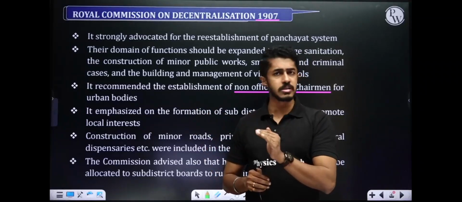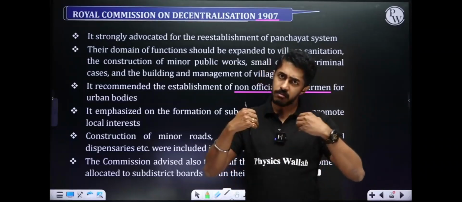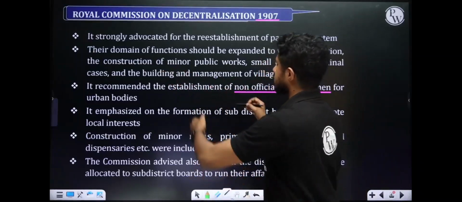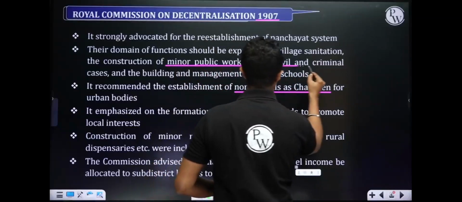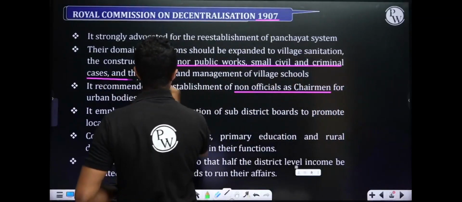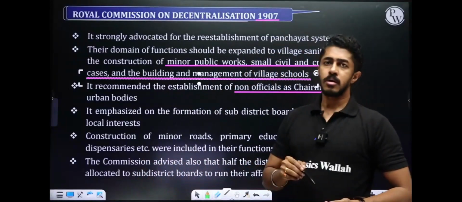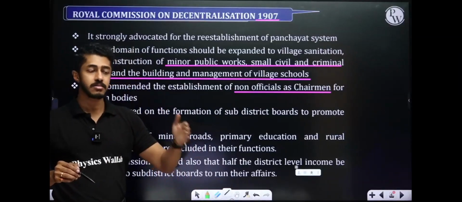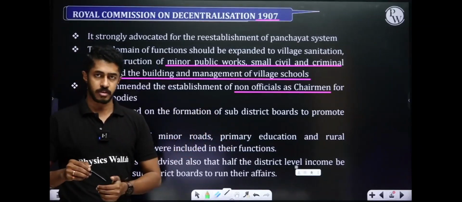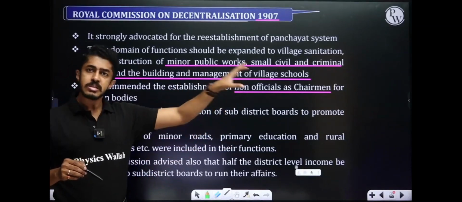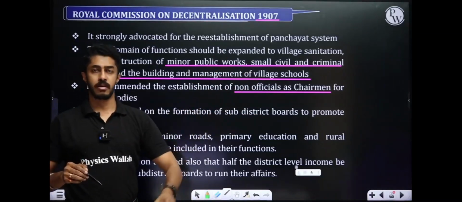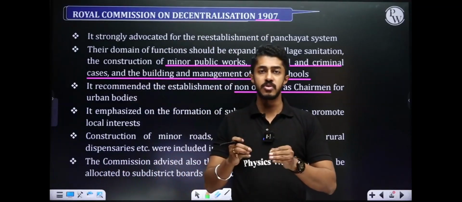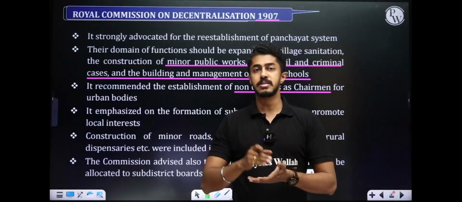So, the Royal Commission on Decentralization basically advocated what? Yaar, karne do na. Give the power to them. And with regard to minor public works, small civil and criminal cases, building and management of village schools, local कुछ मामले जो लोकल मैटर्स जो है, लोकल सब्जेक्ट्स जो है, just leave it to the local administration. If you see this suggestion, it is valid even today. Even today, these are the contentious topics when it comes to municipalities or village panchayats.